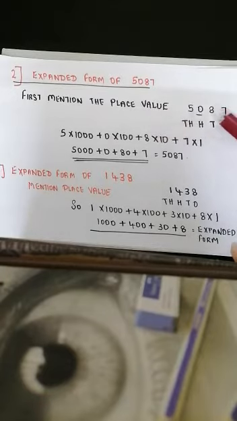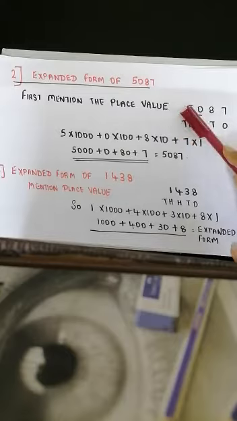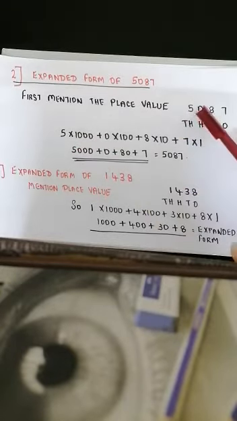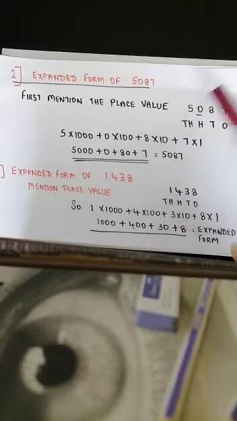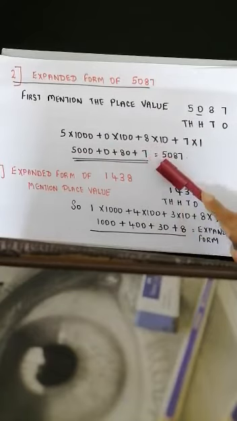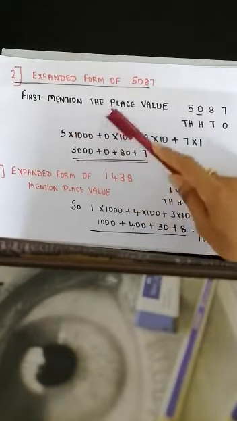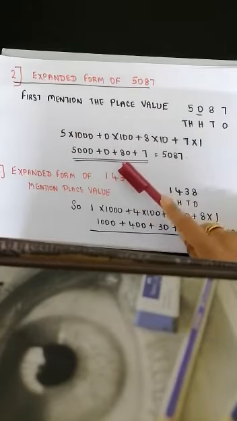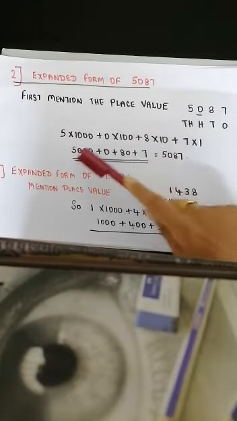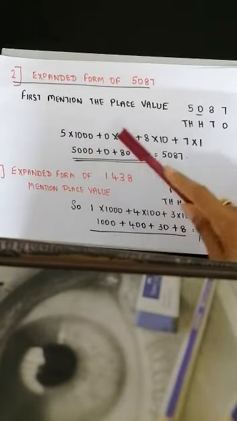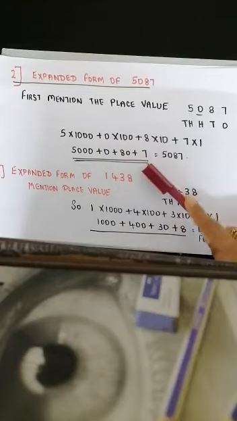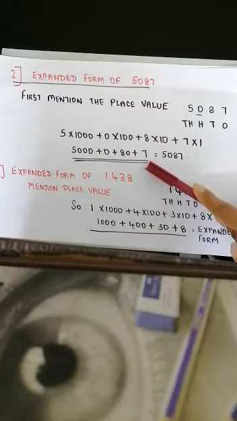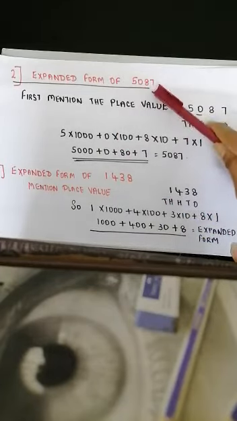So first we mention the place value and then expand it. 5 into 1000, 0 into 100, 8 into 10, 7 into 1. So what is expanded form? 5000, 0, 80 plus 7. 5000 plus 0 plus 80 plus 7 is the expanded form of 5087.